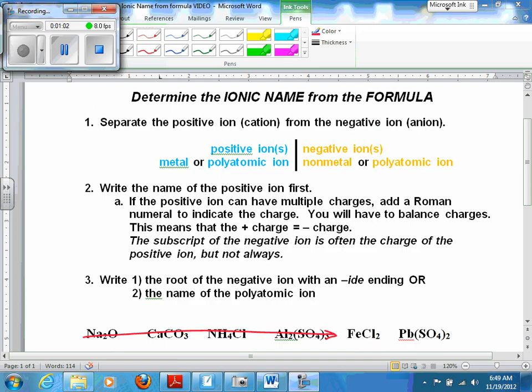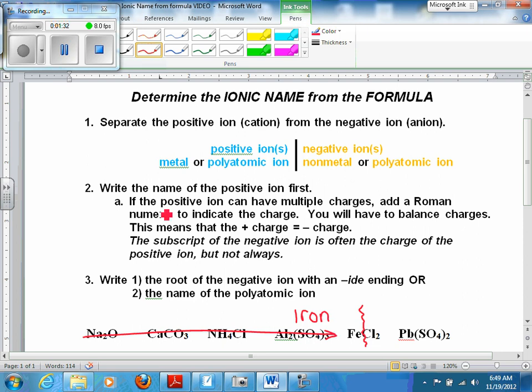Okay, let's get started. So we're going to do FeCl2. Again, Fe is a metal, so we know it's ionic. So I'm going to go through these steps in order to get the name. First, separate the positive ion from the negative ion. Okay, so I'm going to separate that there. Write the name of the positive ion first. Okay, so I'm going to put iron.